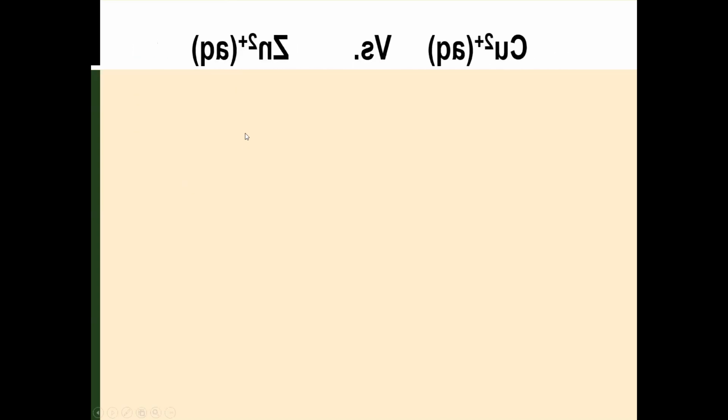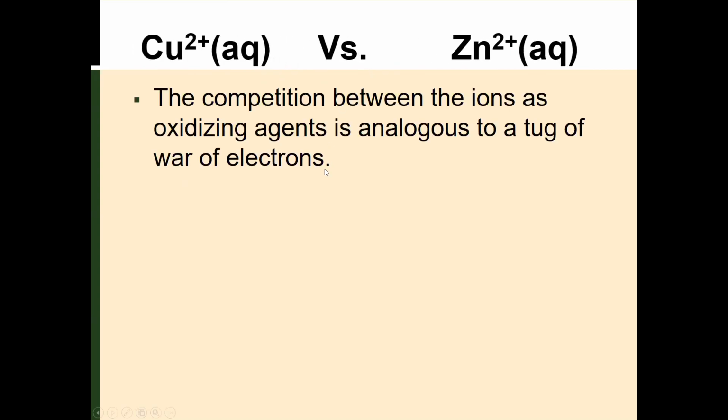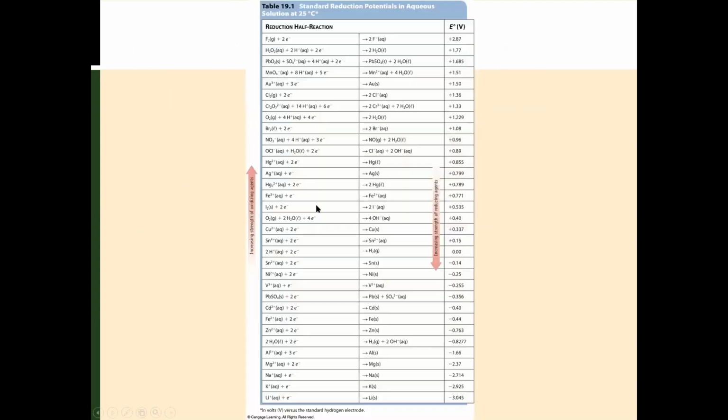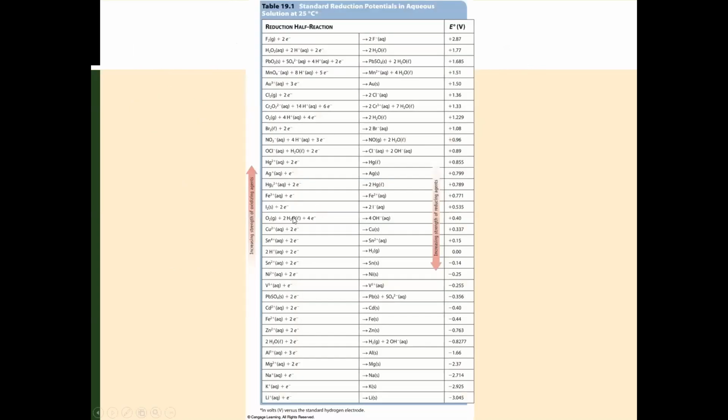Okay. So if I look at the copper versus zinc, go back to this one. The competition between the ions as oxidations is kind of like a tug of war of electrons. So if we want to see how they correspond to the activity series, if we look, copper is right here and zinc is down here. We see zinc is going to be able to reduce. It's a much stronger reducing agent. Copper is a stronger oxidizing agent. So the copper 2+ is going to be the one that undergoes the reduction.